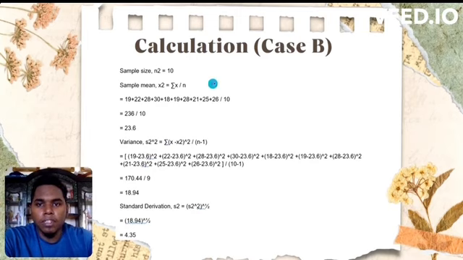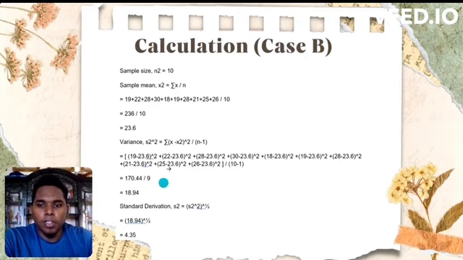For sample mean, x2 equal to summation x over n. x is the value of the after training and n is the total of players. So I get 23.6. And the variance, s2 power of 2, equal to summation of x minus x2 power of 2 over n minus 1.